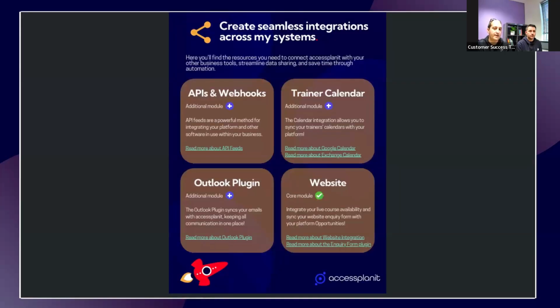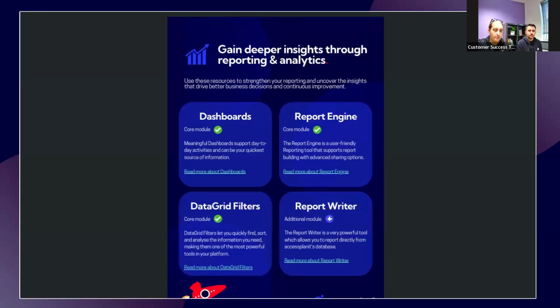And we've got these for all the different areas and the different targets that we've got. So we've got one for integrations, which gives you more information about how you can link with your website, with your Outlook, with APIs. And again, one for reporting. So here, look, how can we do better reporting? How can we gain more insights into what we're doing? It gives you all the options that you've got, and you can see you've got your dashboards, data grid filters, report writer, whatever it may be.